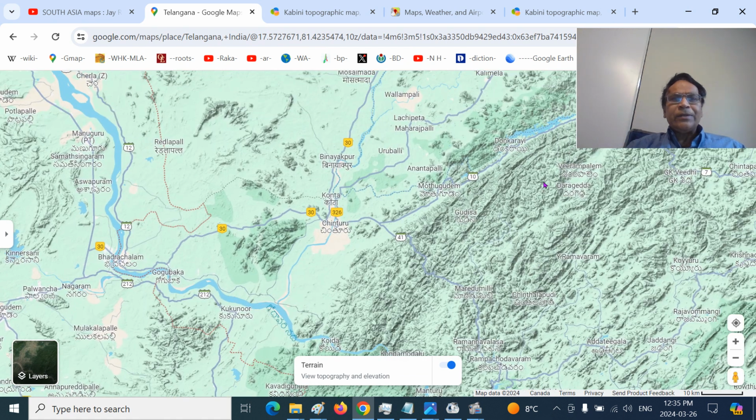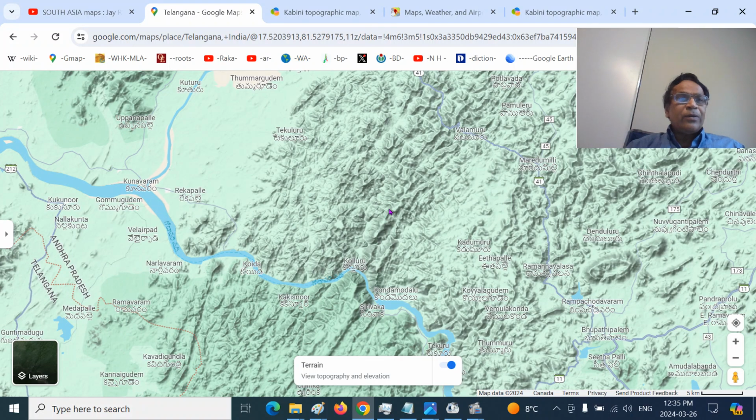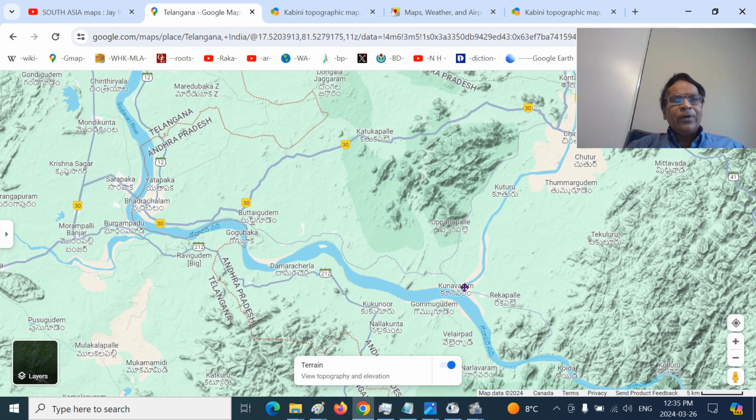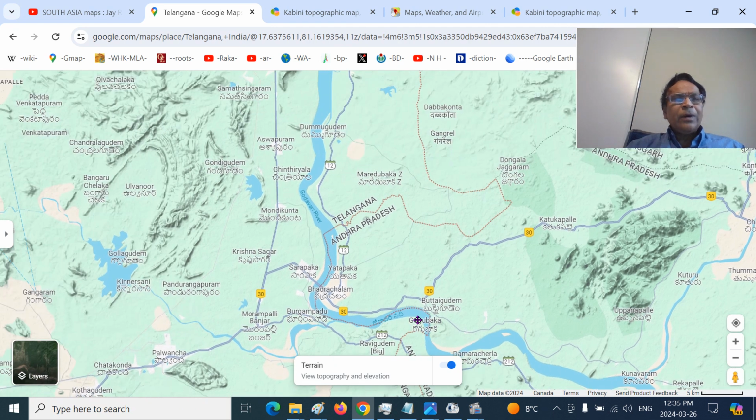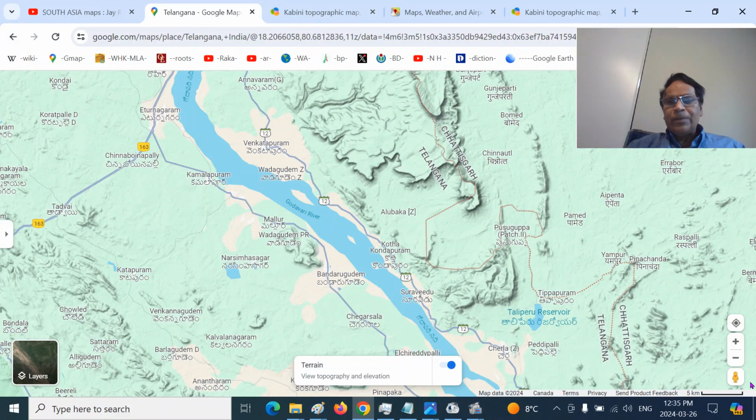This is the Shabari, Machkan project here. Sorry, Saileru, this is the Shabari river. It goes to Kunavaram. This the Pamuleru is there, it's not that clear in this. It joins at the place called Kunavaram. You can see the Kunavaram. So we are concerned from Kunavaram and Bhadrachalam eventually to Kaleshwaram. That part we are looking at.